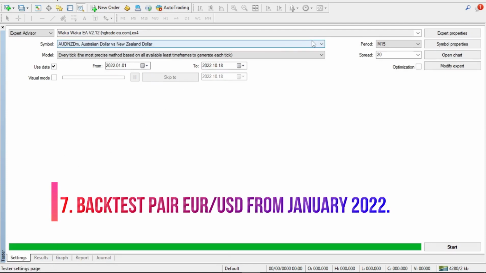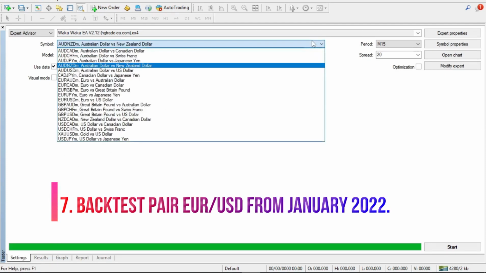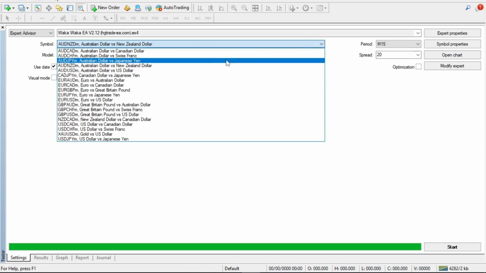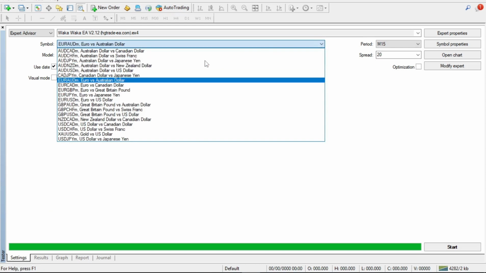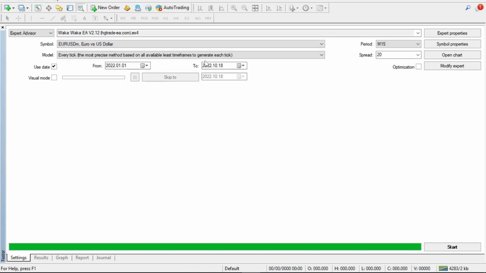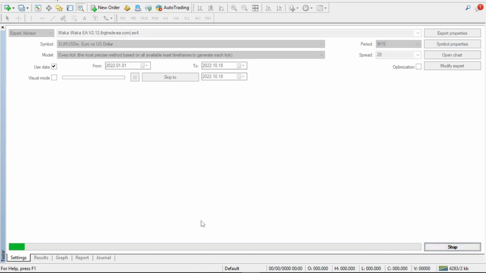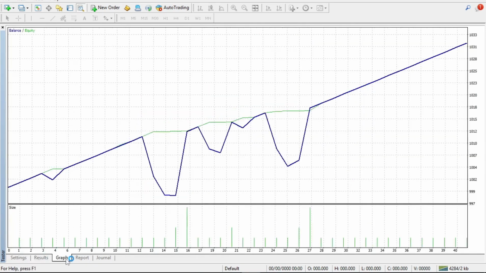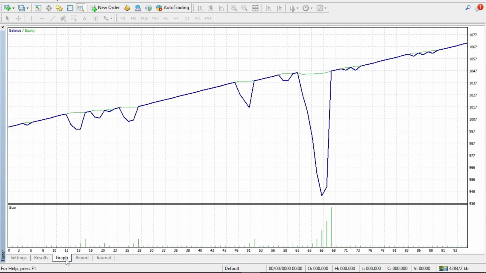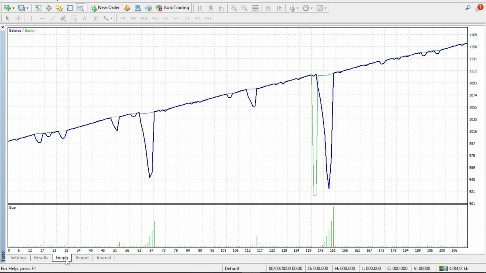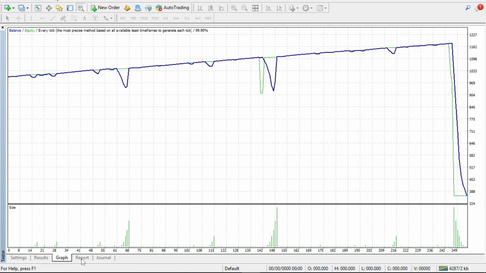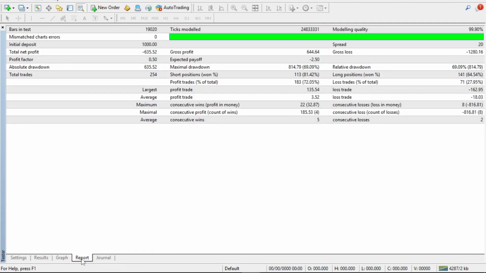7. Backtest pair Euro to US dollar from January 2022. What are the results of the pair that was not recommended by the expert advisor development team Waka Waka EA? Will the result be good? Let's see the result. But unfortunately the results here we get a fairly large loss. Total loss minus $635. And the rest you can see here.